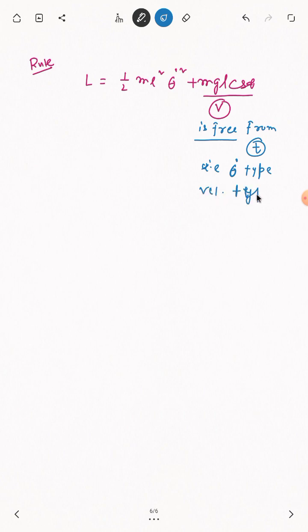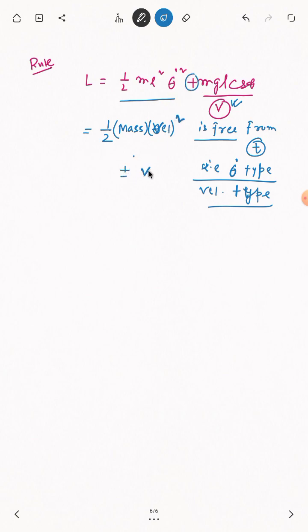If velocity type terms are missing in V, then you can easily write H as follows. Just make this quantity comparable with half into mass into velocity square, and the other portion will always be potential energy. That means here we should have a plus sign or minus sign, so this is plus minus V type. This is potential energy and this is kinetic energy T.